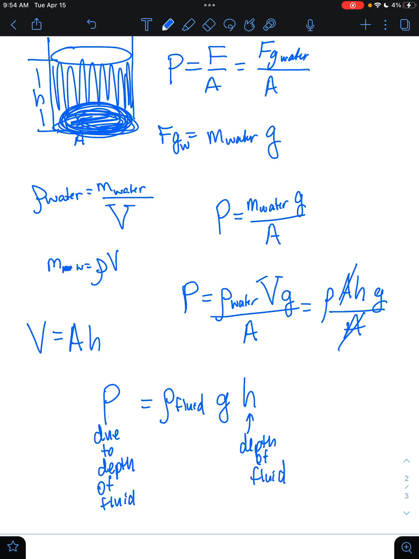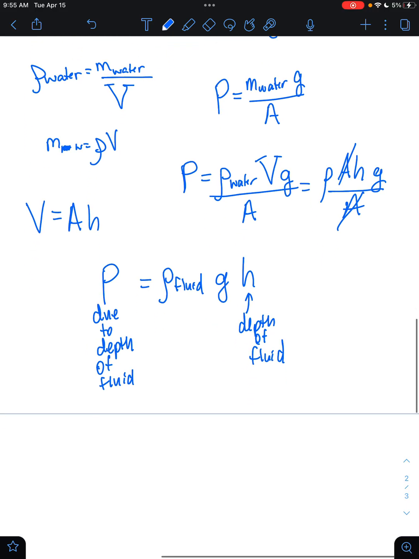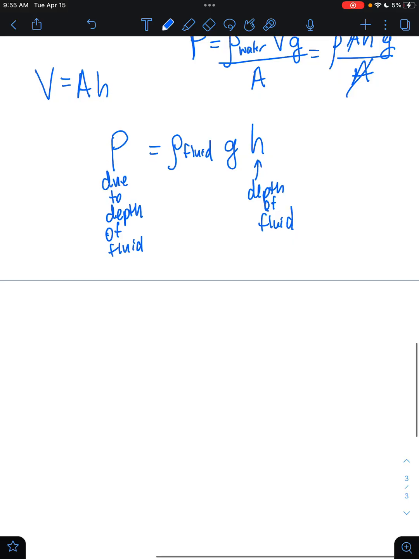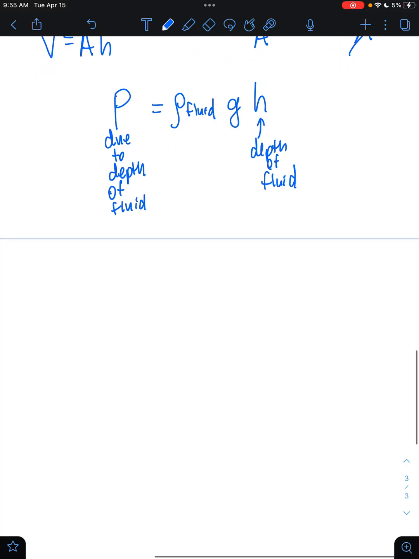So we would say that the pressure exerted on the bottom area of the cup is due to the density of the water, gravity, and the depth of the water. The deeper the water is, the higher the pressure would be. And so we could use that equation to try to explain why air pressure even exists, right? Like, why is there air pressure?